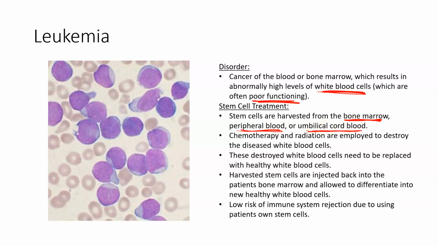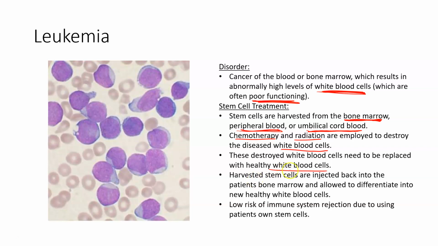The goal of this stem cell treatment is basically to get stem cells, then subject the person to chemotherapy and radiation so that they can destroy the diseased white blood cells, right? These destroyed white blood cells need to be replaced with healthy white blood cells because the chemo and the radiation has substantially decreased the concentration of these white blood cells. And people naturally need a minimum concentration of these blood cells in order to properly function.